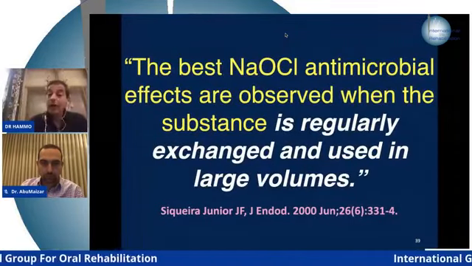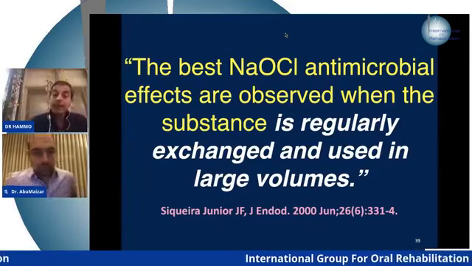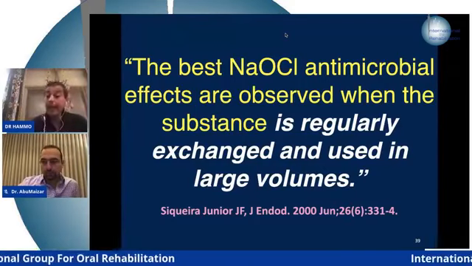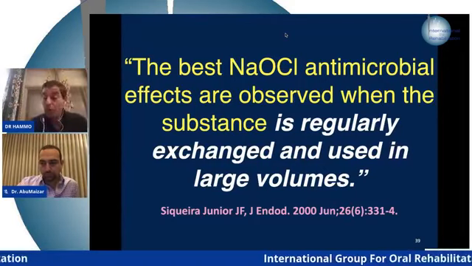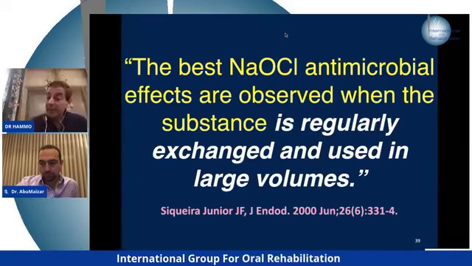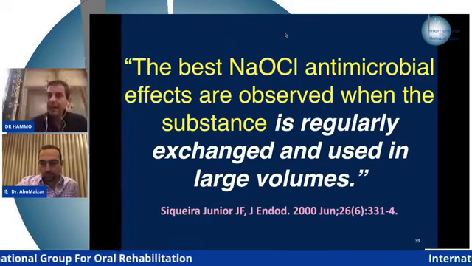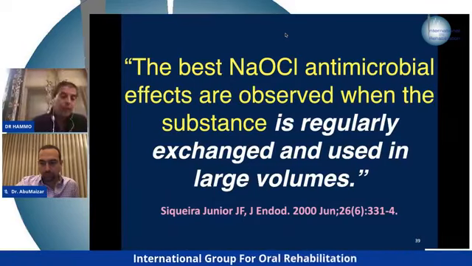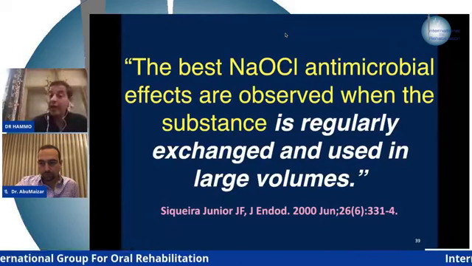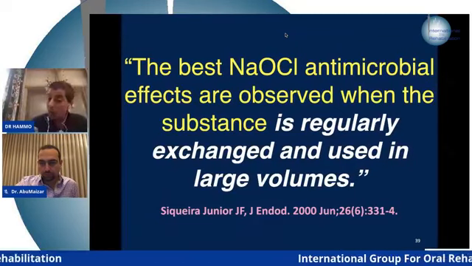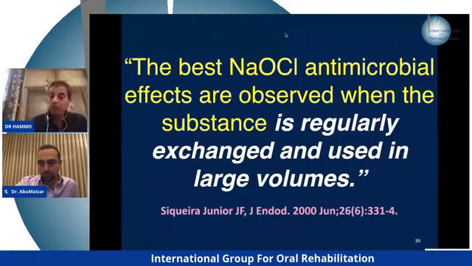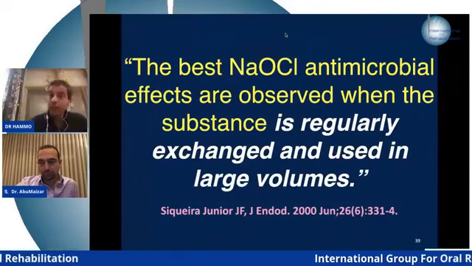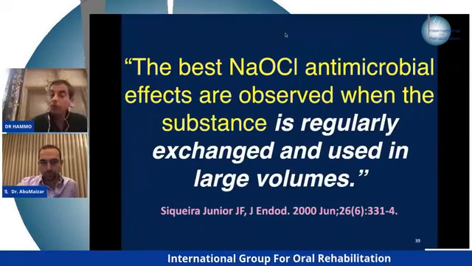The best sodium hypochlorite antimicrobial effects are observed when the substance is regularly exchanged and used in large volume. So you have to remember those 2 points. We have to exchange. That means every 3 to 5 minutes, I have to use 5 cc. Why exchange? Because the sodium hypochlorite will lose its effect after interacting with organic material. So you have to use fresh sodium hypochlorite. And we need large volume. So 5 cc is not enough. We have to use a good amount of sodium hypochlorite.